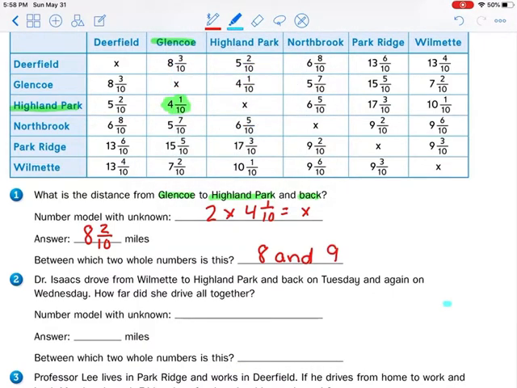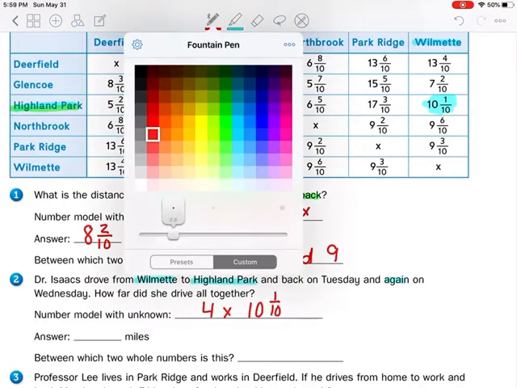Number 2, Dr. Isaacs drove from Willamette to Highland Park and back on Tuesday, and again on Wednesday. How far did she drive altogether? Well, let's see, what is the distance from Willamette to Highland Park? So here's Willamette, here's Highland Park, and we see where they meet, and it's 10 1/10 of a mile. Now remember, she went there and back. So on Tuesday, she did that twice, but she did it again on Wednesday. So you would have to do 4 times the distance, which is 10 1/10 miles.